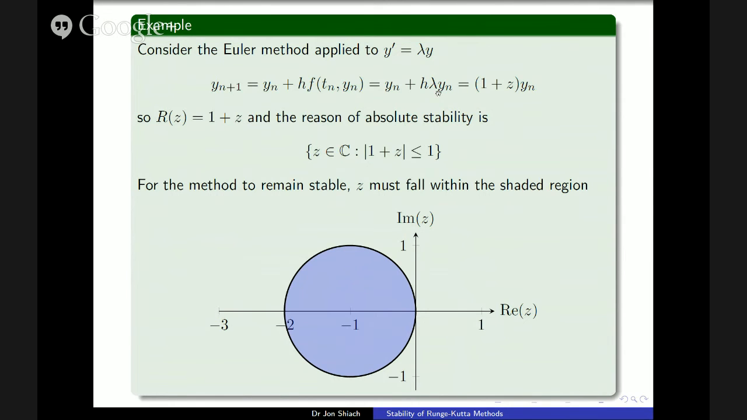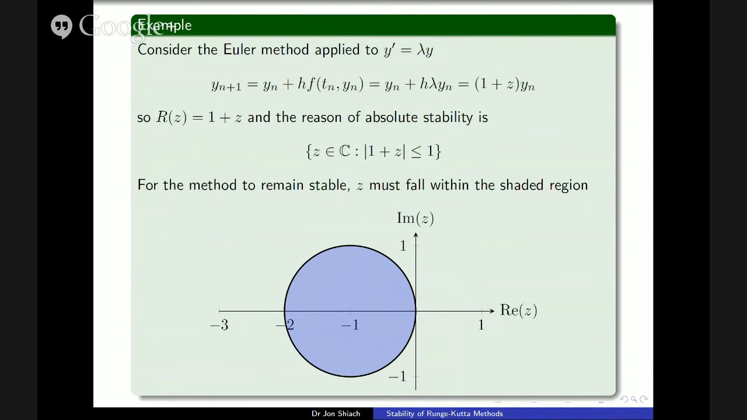Now remember, z is equal to h lambda. So then I could just factorize out yn to give me 1 plus z. So the Euler method for our model equation is simply 1 plus z times yn.